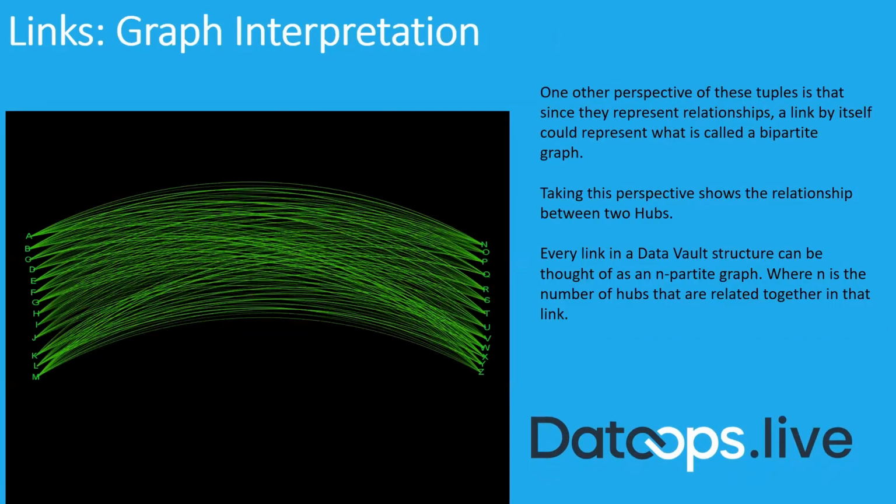Now, another way of looking at links is, of course, a graph interpretation. You have hubs over here and hubs over here, and you're relating these things together. I'll say this was my first mental model of what a link really was, a relationship between two hubs. If you only have two hubs, this is called a bipartite graph. As you're representing more and more hubs, more and more business keys within the links, so three-party links, four-party links, etc., then it'll be an n-partite graph, and you can do some really cool visualizations with things like that.